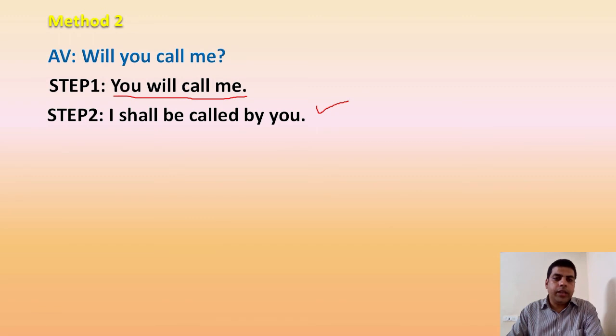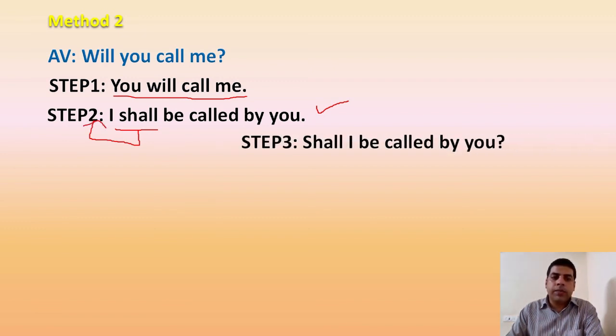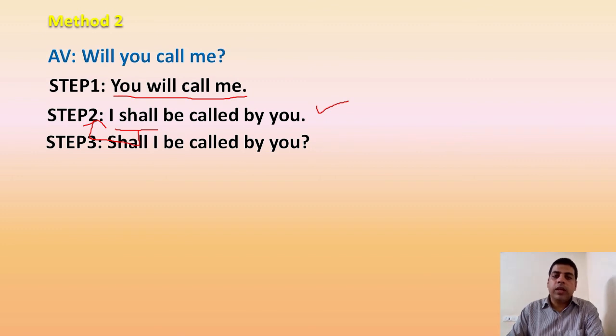Once I write this, what do I have to do? The auxiliary verb is shall. Now this should be taken back to the previous position. What will be the third step? Shall I be called by you? And that will be the right answer.